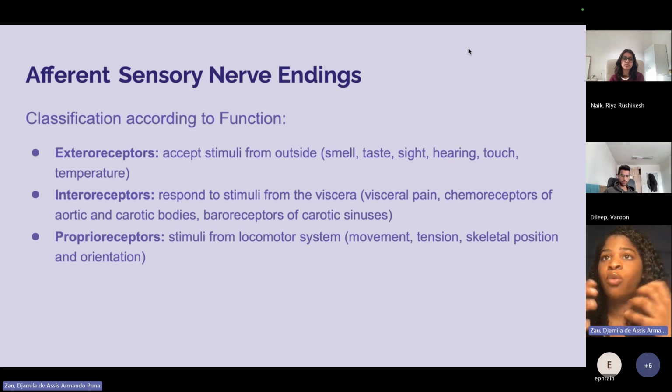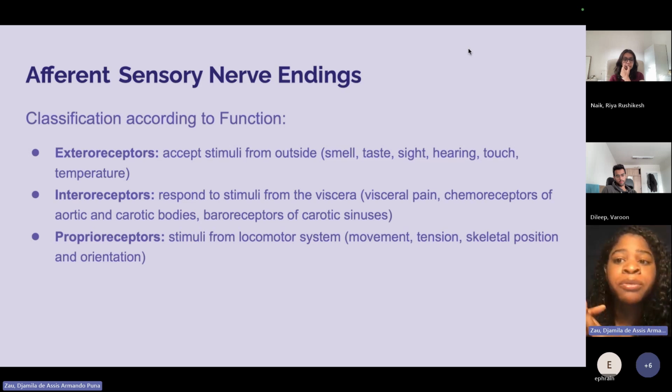So this is what tells your body the movements that you're making, whether you're in a tense position or just what position and orientation you're in. And proprioceptors are very important, guys, because it's what gives you your posture. It's what allows you to just be able to stand up and not lose balance and fall. So this is according to function, right? We can have sensory nerve endings that are connected to exteroceptors, interoceptors, or proprioceptors, and they're receiving all of this information.